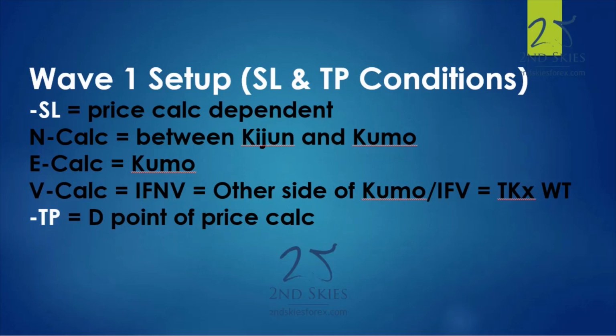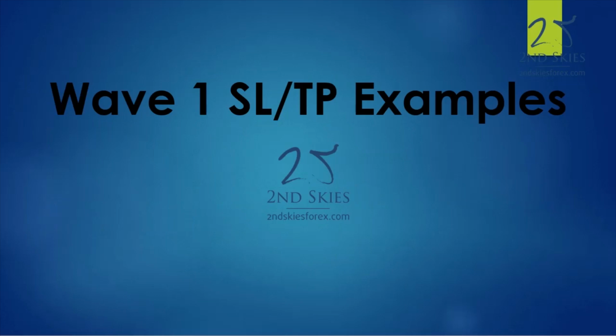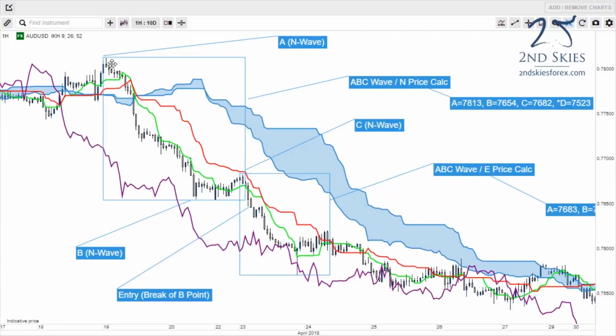So let's get into some wave one stop loss and take profit examples based upon the charts that we're looking at. Okay, so this is the most shallow wave structure that we talked about before. This is an N wave. The stop loss for your N wave, wave one setup is going to be between the Kijun and the Kumo. If we haven't violated the Kijun, my general recommendation is to put it anywhere between 1/3 of the way to the Kumo, all the way into the Kumo, maybe a little bit on this side of the Kumo, and that's it.